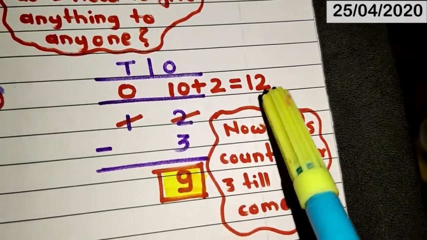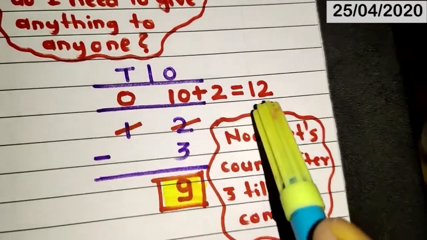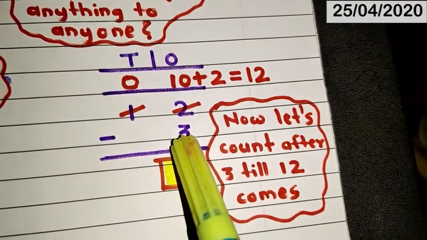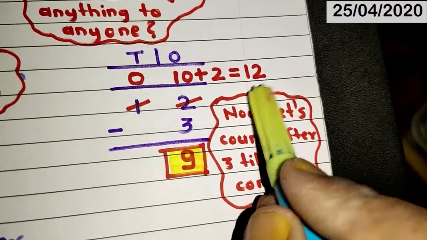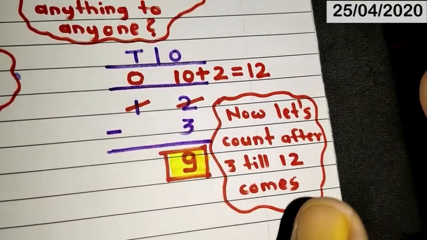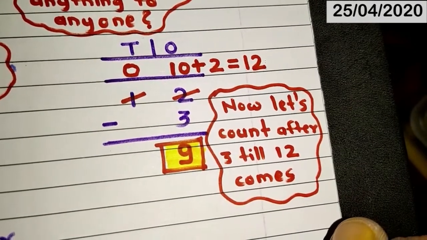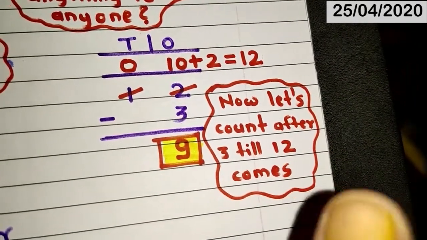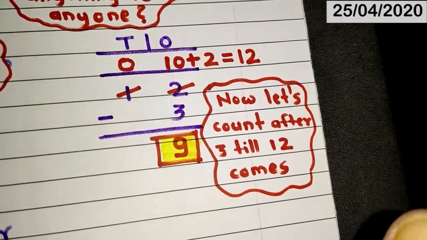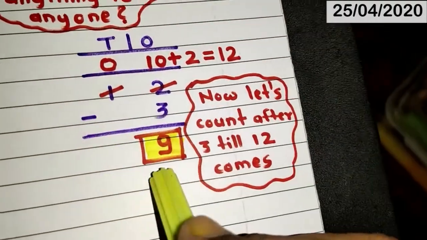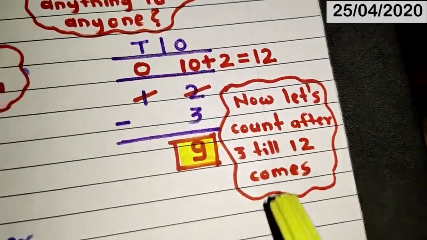Right? So now we subtract this 3 from this 12. Let's count after 3 till 12: 4, 5, 6, 7, 8, 9, 10, 11, 12. Okay. Now how many fingers do we have? We got 9 fingers.